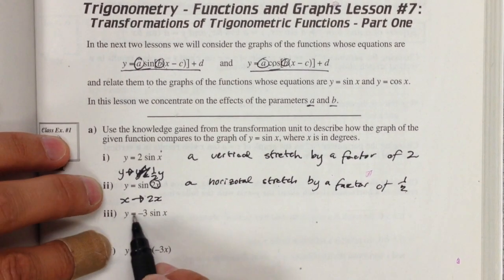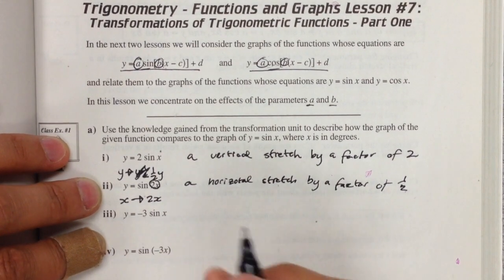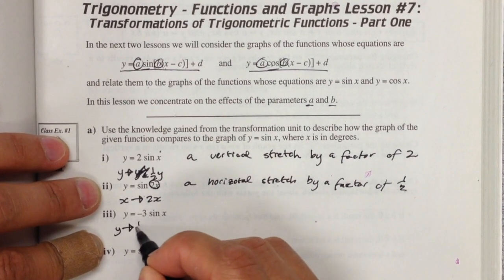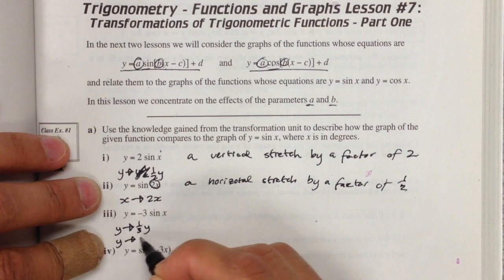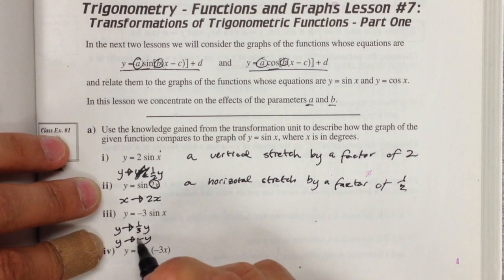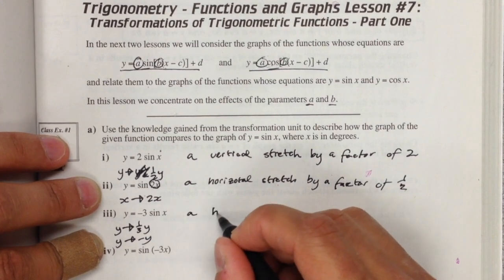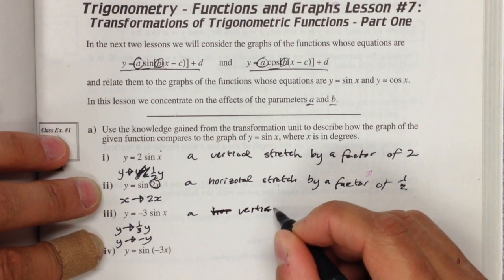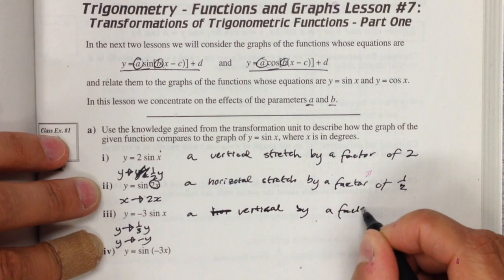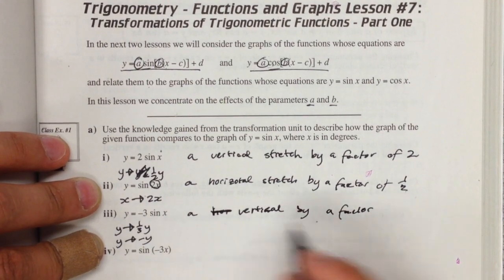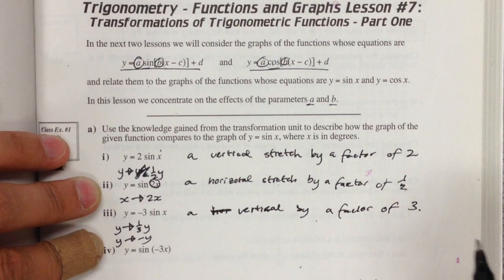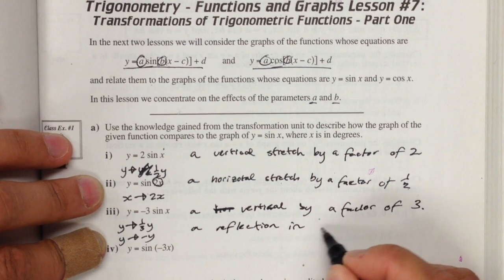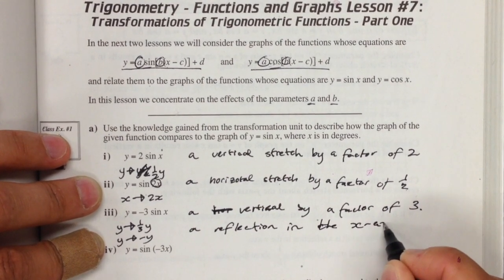If I had something like y equals negative 3 sine x, there's two things happening here. First of all, if I bring the 3 to the other side, my y is going to be mapped to 1/3 y, but y is also reflected in the x-axis, right? So we have a vertical stretch by a factor of 3, and we also have a reflection in the x-axis.